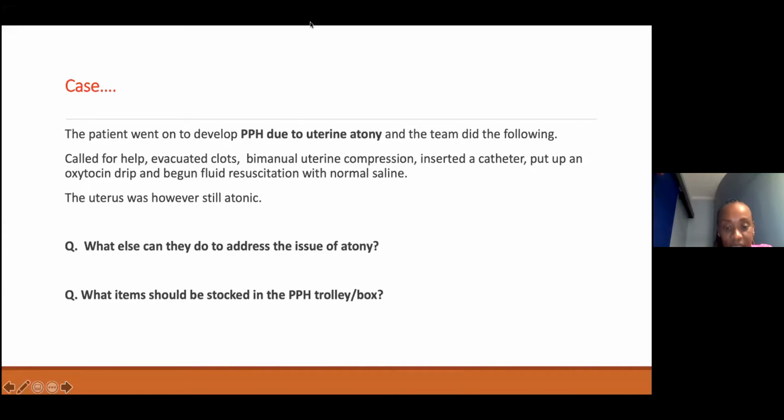Tranexamic, large bore. Very good. I like that, who said large bore? Don't just put any. Good. IV fluid specific, I saw Ringer's lactate, normal saline, very important. UBT, yes, you should have your kit there, at least a set of 2, or staff able to assemble 2. Excellent, good.